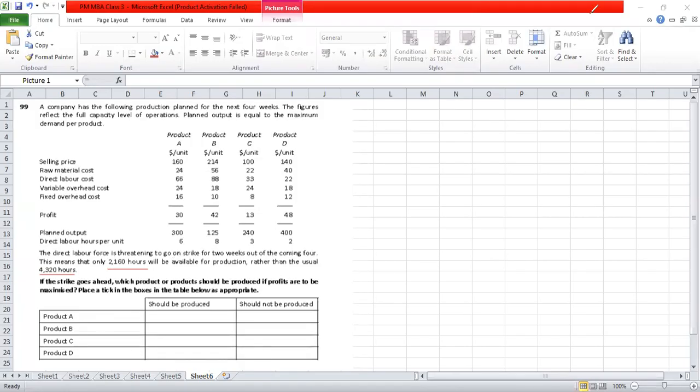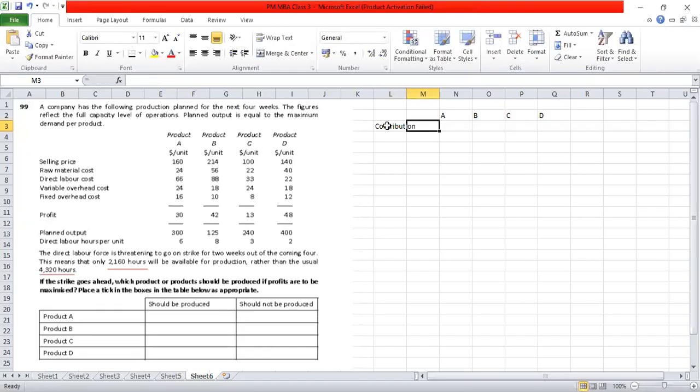So what is that? Product B. How do you know? Ma'am, the planned output is more and the direct labor hours is also less. The profit. Okay, so just by looking at that... Let's verify whether it is the same thing or not. There are 4 products A, B, C, and D. Let's find out what is contribution, because everything should be converted in terms of contribution, isn't it?